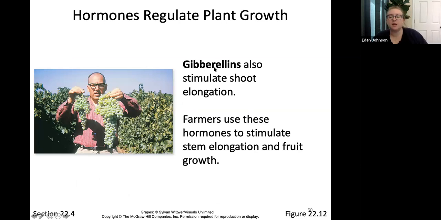Gibberellins are also going to stimulate shoot elongation and fruit growth. So shoot elongation, you can think of it as stem elongation, and fruit growth. So farmers are actually going to be able to use these hormones in agriculture in order to improve the harvests. Okay, so here you have not added gibberellin. Here you have added gibberellin. So this longer stem as well as increased fruit growth from that plant.